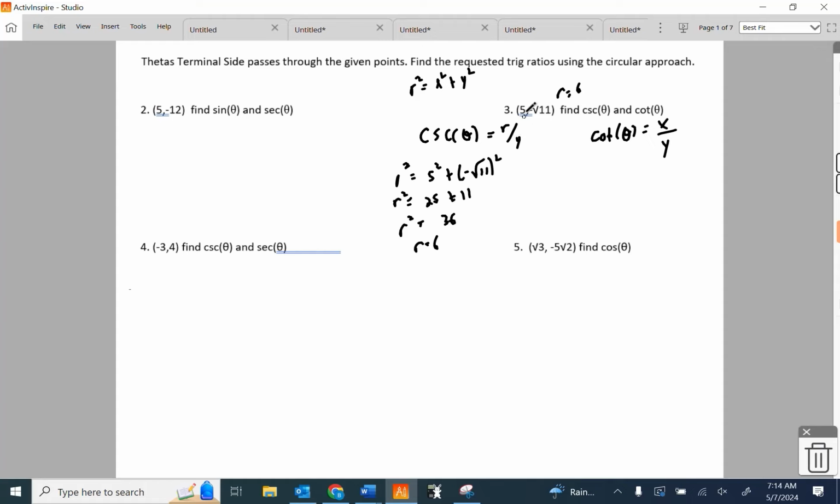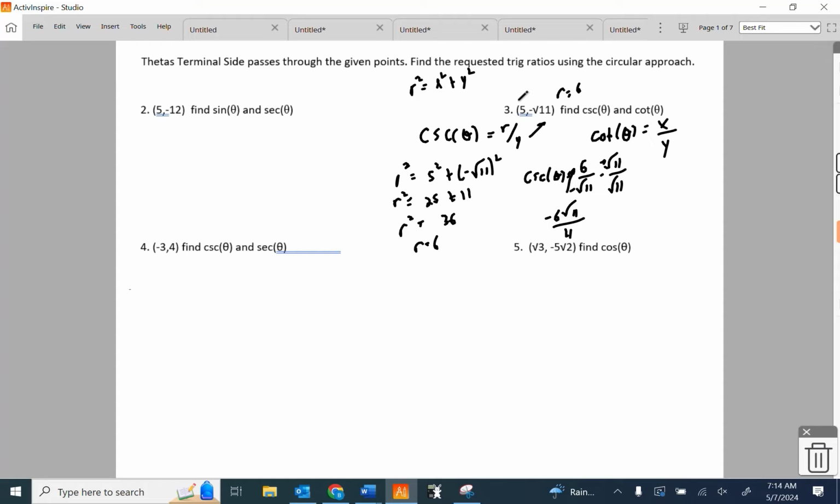So I'm in a good position to do things. If I want the cosecant ratio, there's my y value. The radius is 6. So the cosecant of theta is going to be 6 over negative root of 11. You clean that up by multiplying top and bottom by root of 11, and the negative symbol gets moved to the numerator. Negative 6 roots of 11 over 11.